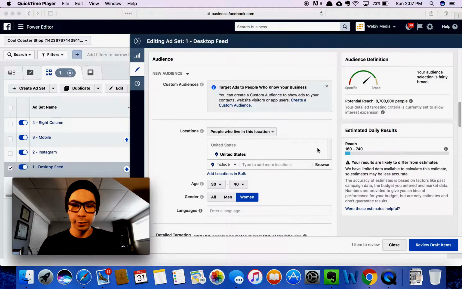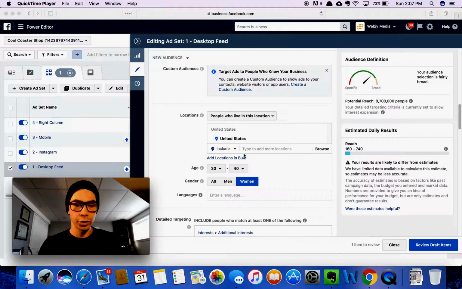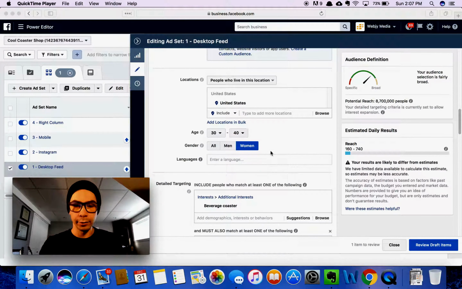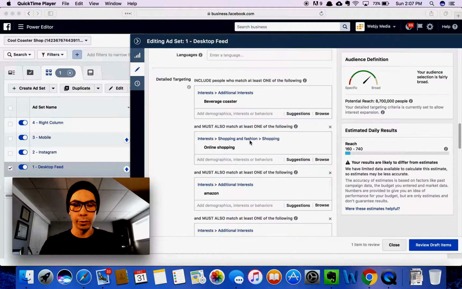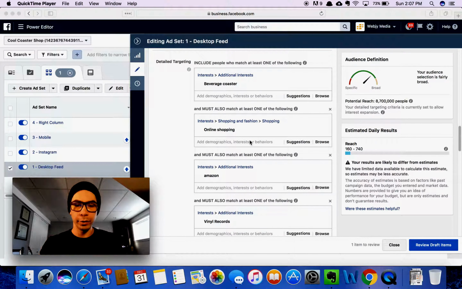First of all, we're targeting the United States, because the store just serves the United States. We're also targeting between the ages of 30 and 40, specifically women. And then we're targeting interests: beverage coaster, online shopping, Amazon, and vinyl records. Even with all of those targeting criteria, we still end up with 8,700,000 people. So it's still a very large audience that we're working with.